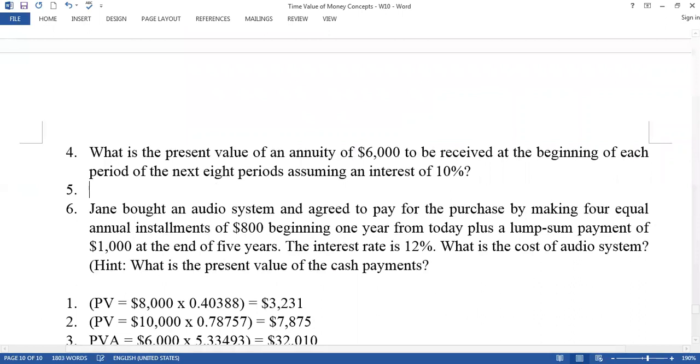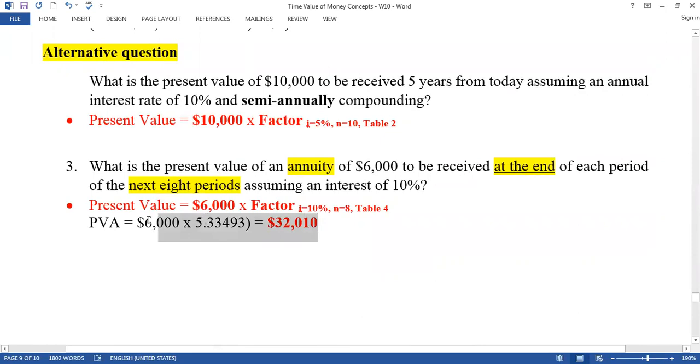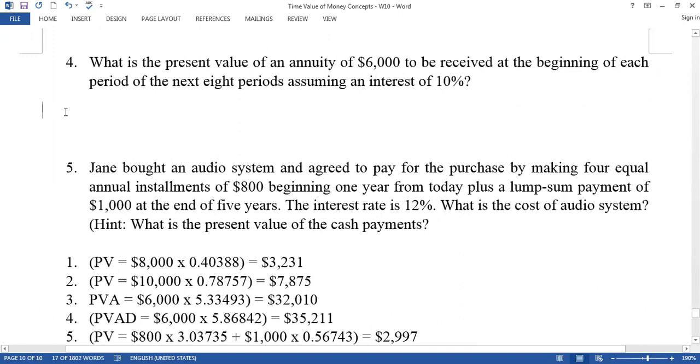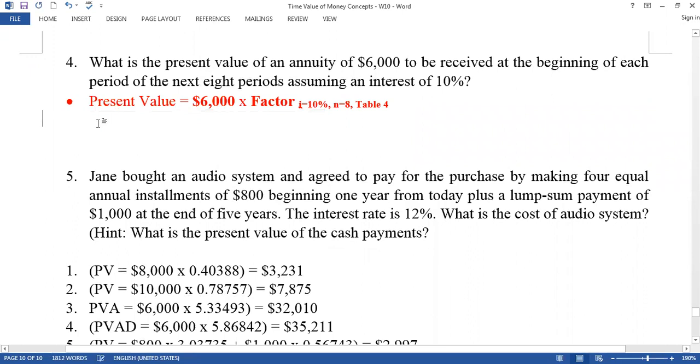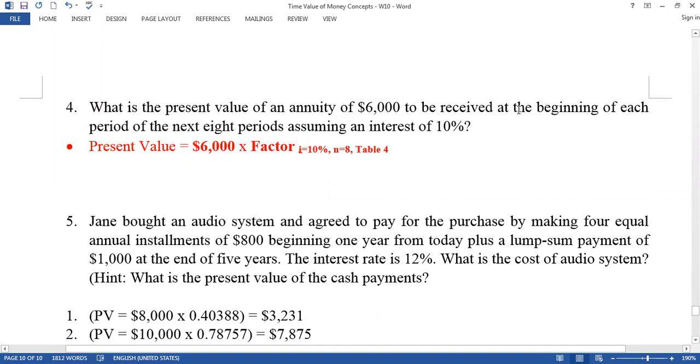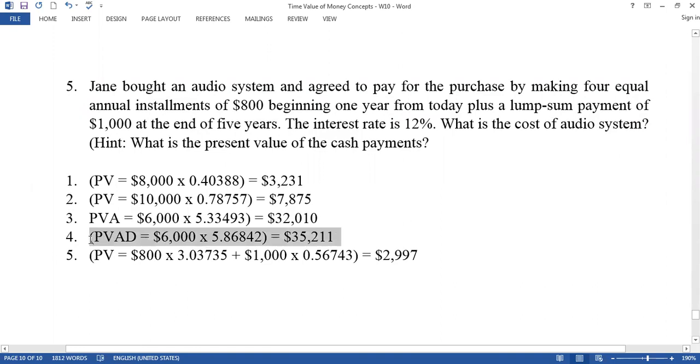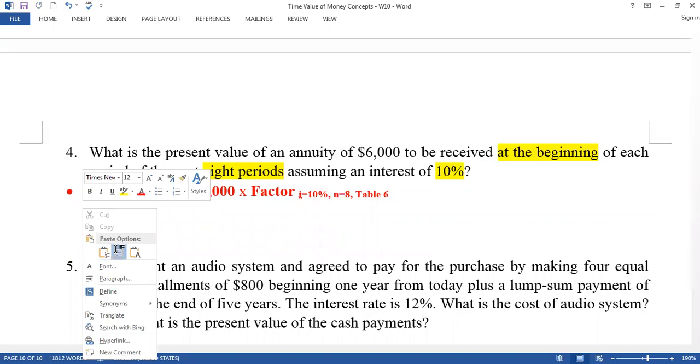So table, question 4. Question 4 says, what is the present value of an annuity of $6,000 to be received at the beginning of each period for the next 8 years, and the interest rate is 10%? So here it is, table 6, and this is the solution. Present value of annuity due is the answer.